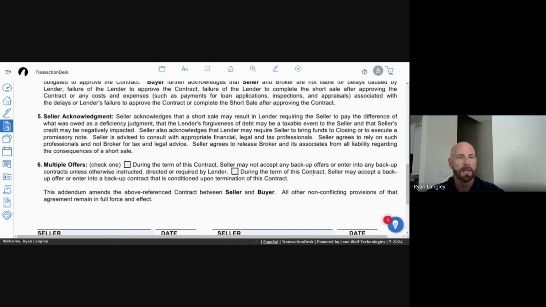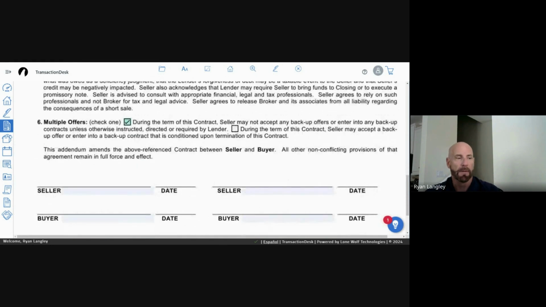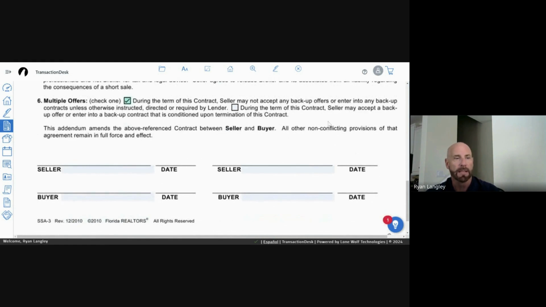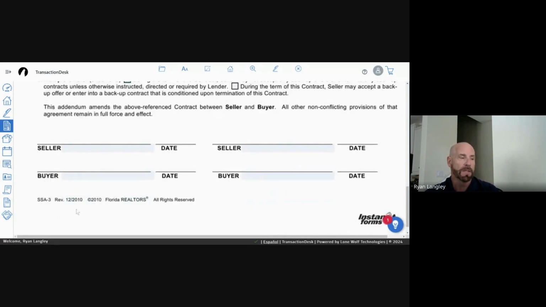Seller may not accept any backup offers is what I would do if I'm trying to buy this. If I'm filling this out, it's with the contract, it's with the offer. So I'm representing my buyer. I don't want them taking backups. I want my shot at the deal, right? So it's not in my best interest to allow backups unless they say we'll only take them if you allow backup. That's it. They have not revised this form since 2010.